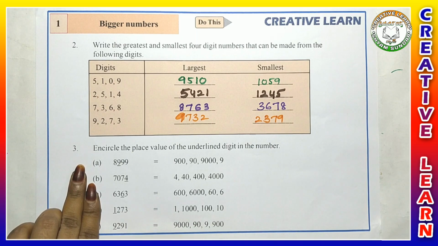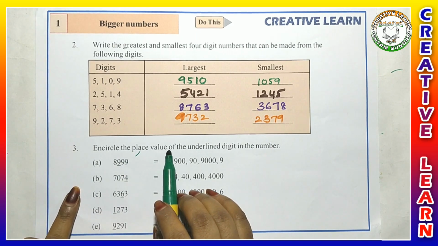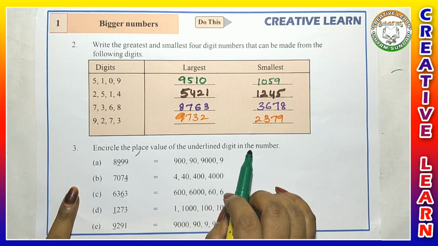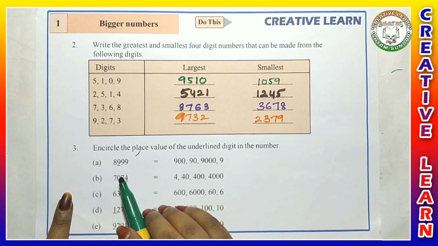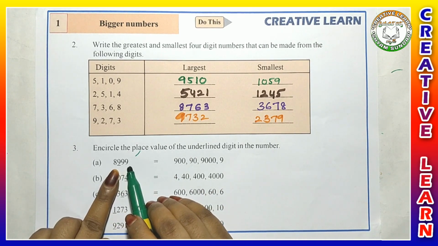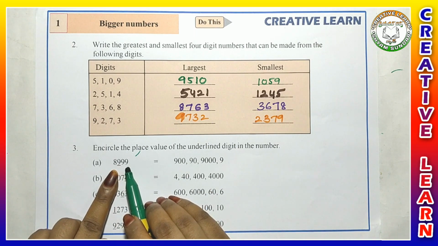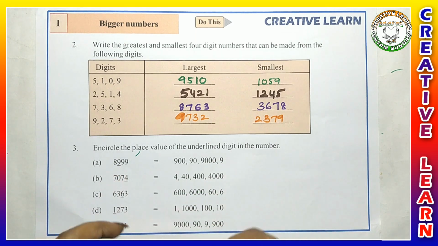Now here we have the next bit. Encircle the place value of the underlined digit in the number. So we have to identify the place value of the underlined digit. Let's see. What is the first number given? 8999. So what is the place value of this 9, the underlined digit? Let's form the number first with cards.